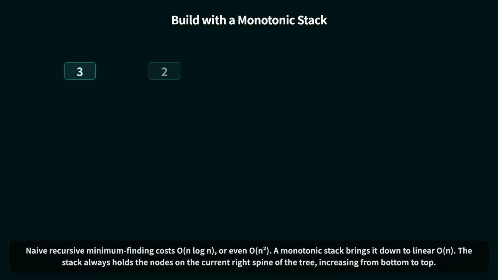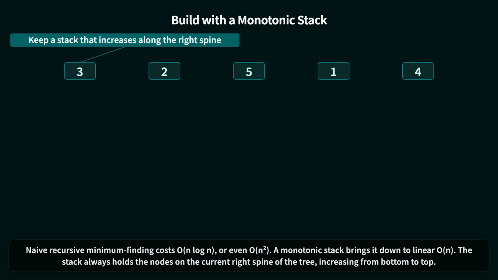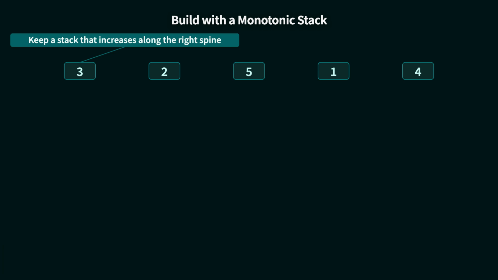Naive recursive minimum finding costs O(n log n), or even O(n²). A monotonic stack brings it down to linear, O(n). The stack always holds the nodes on the current right spine of the tree, increasing from bottom to top.